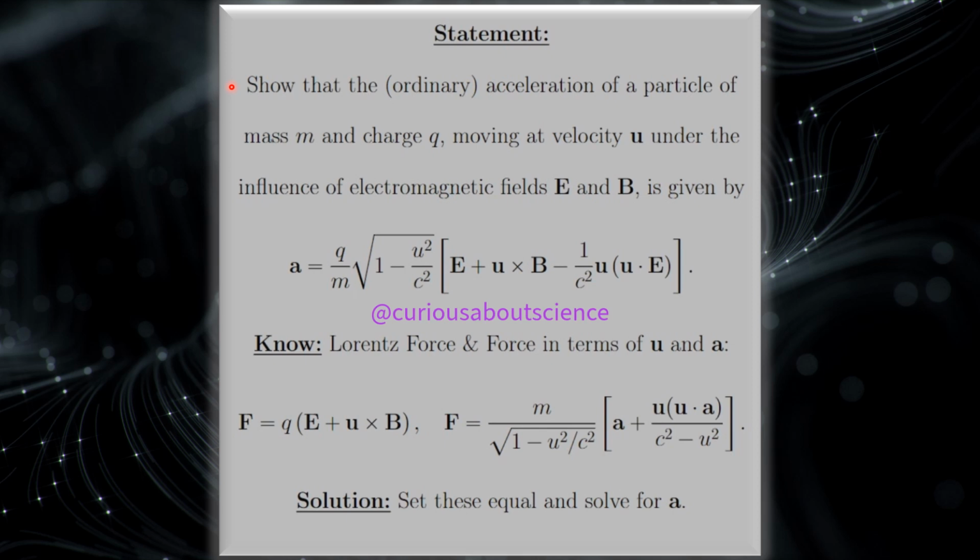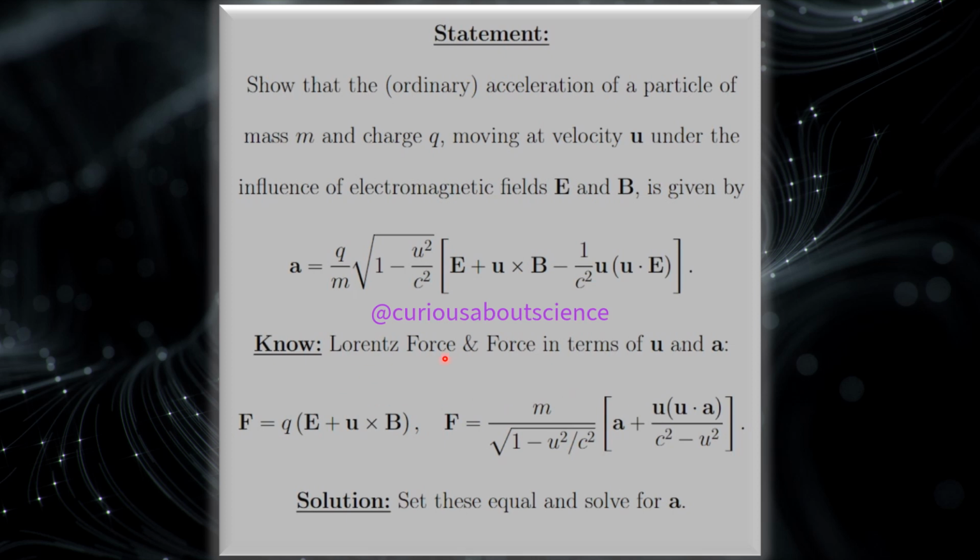But let's see how to deal with this particular scenario. The statement reads: show that the ordinary acceleration of a particle of mass m and charge q moving at ordinary velocity u under the influence of an electromagnetic field E and B is given by a = (q/m) √(1 − u²/c²) [E + u × B − (1/c²) u·E]. That looks kind of gross, but we can see the force law acting in there. So let's be careful of what we know here.